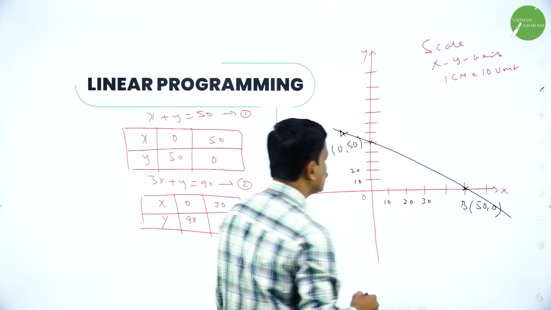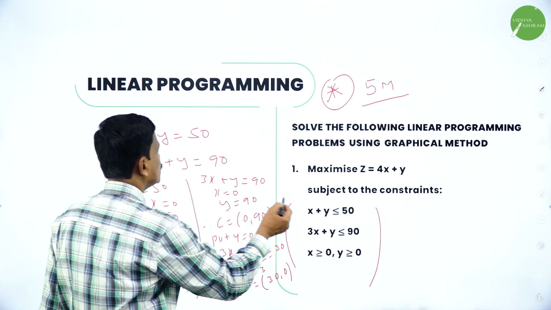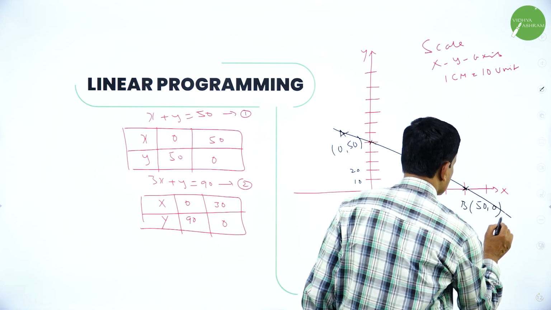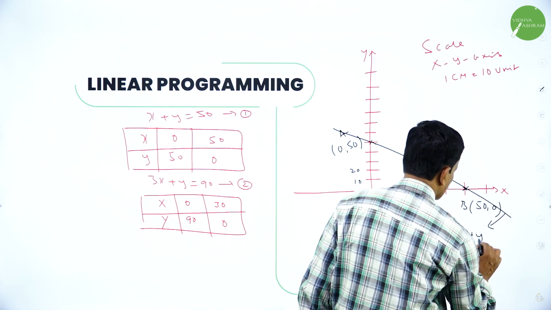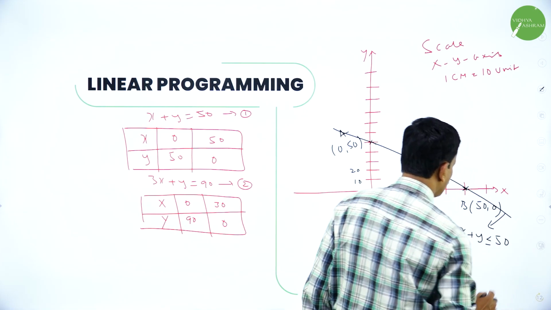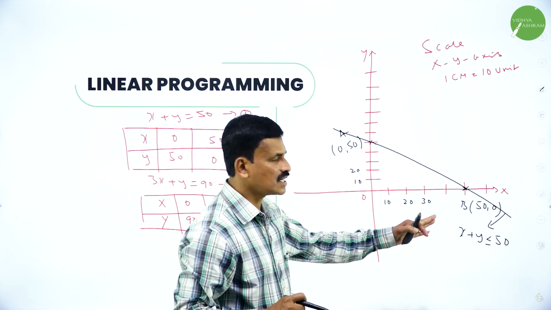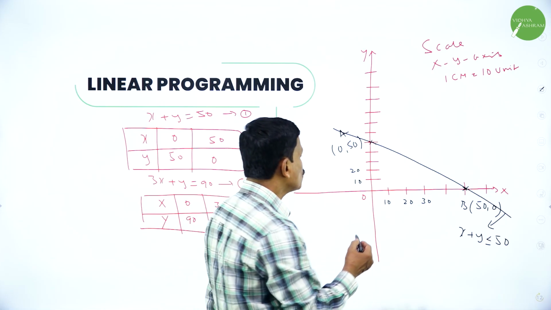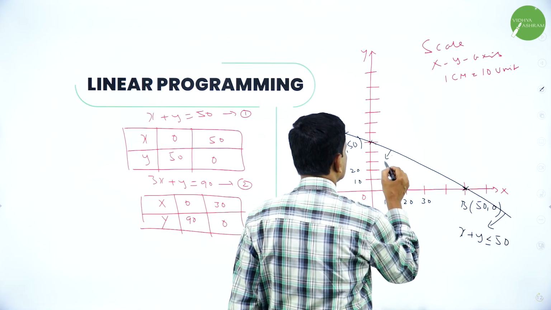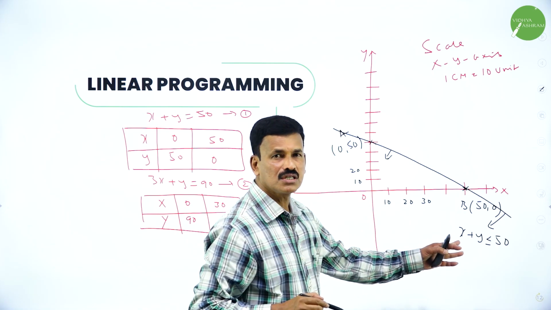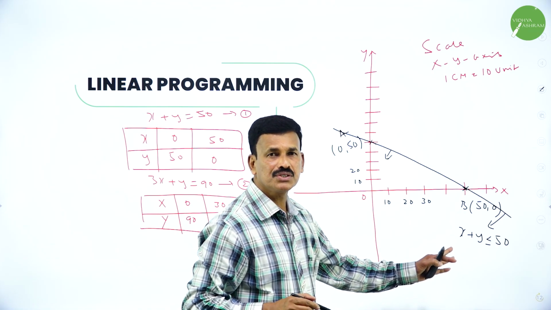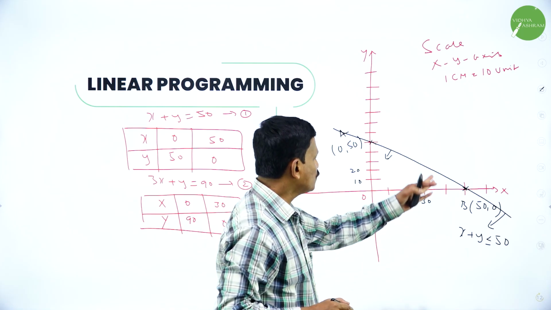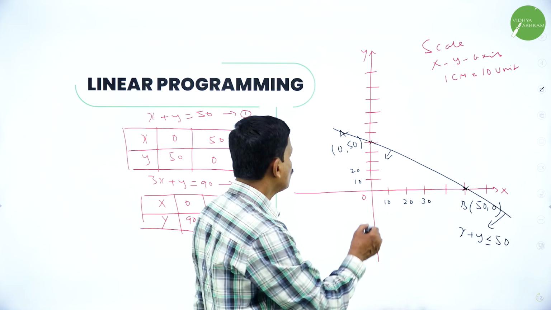Now, what is this equation? The first equation is x plus y is less than or equal to 50. Since it is less than or equal to 50, the feasible region is towards the origin. See, if you put x is equal to 0, y is equal to 0, 0 plus 0 is 0, which is less than or equal to 50, is true. So, therefore, the feasible region is towards the origin.